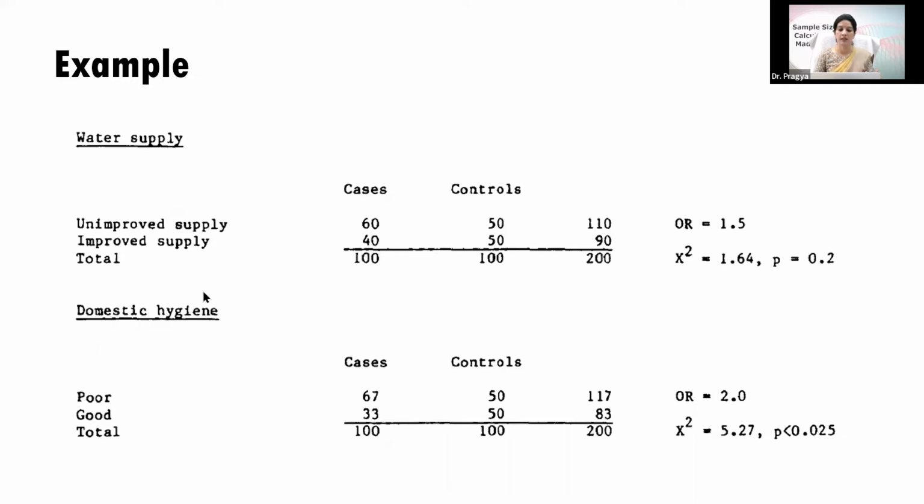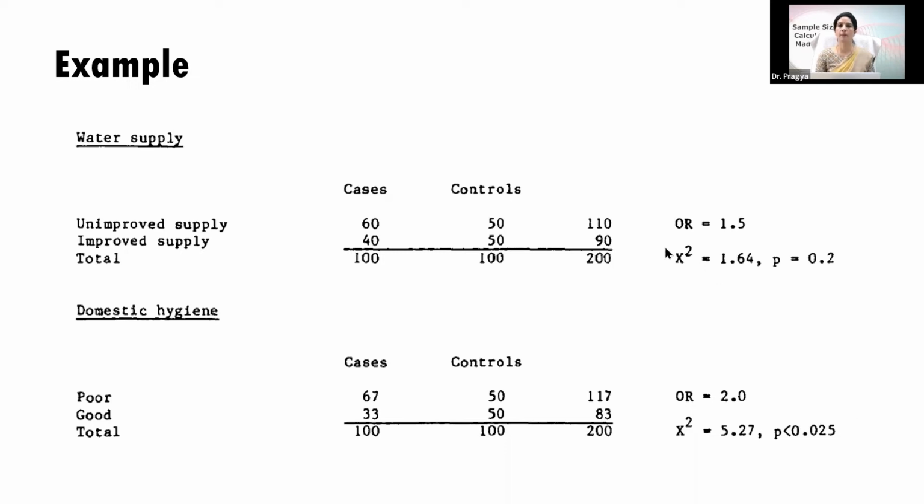Similarly, there was another study on hygiene, with poor domestic hygiene and good domestic hygiene. You can see the distribution of cases and controls here. In this case, the odds ratio is 2, and the chi-square p-value is 0.025. In a 2x2 table, we test the significance with the chi-square. You can also have a confidence interval for the odds ratio, but generally they used to do it with the chi-square, so you can see its significance.